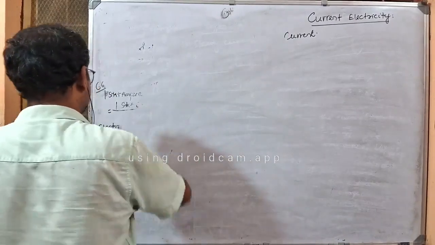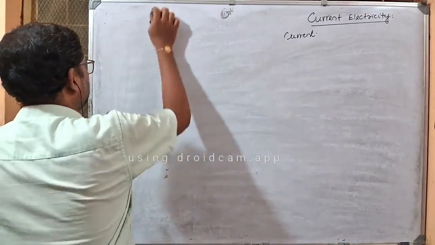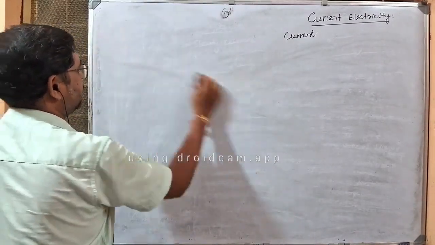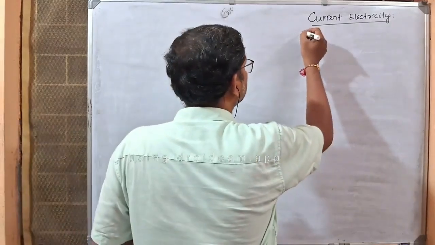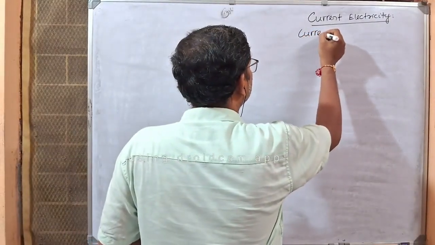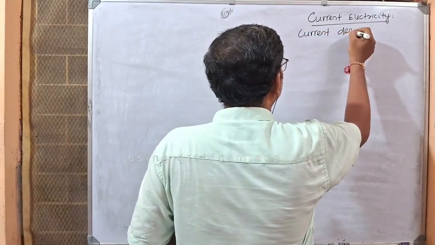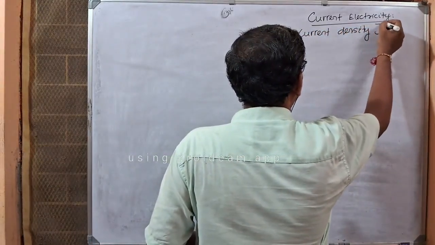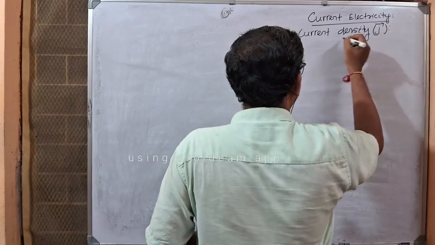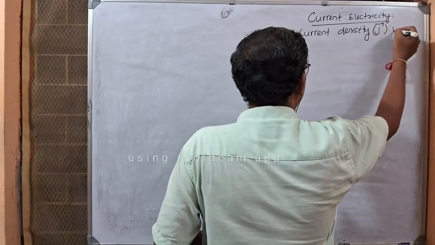The next term is current density. Current density, J vector. It's a vector quantity.